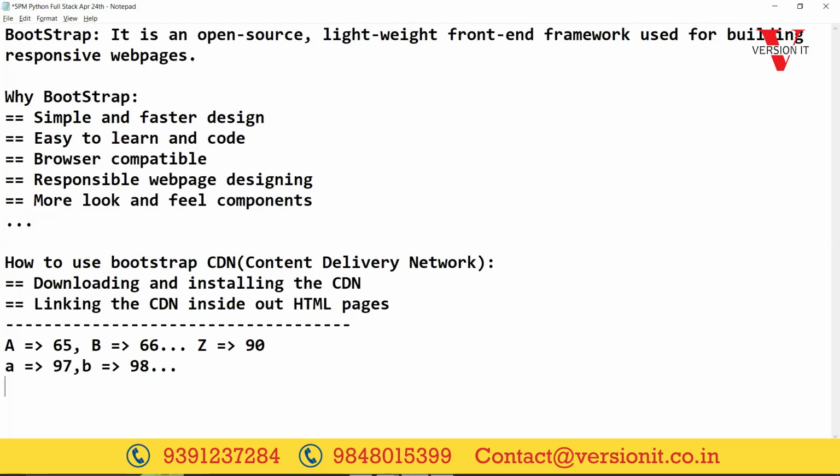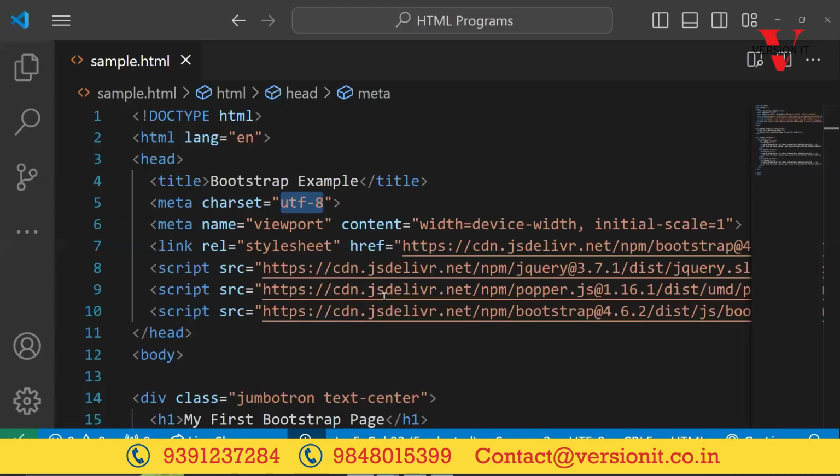ASCII character set. We call them ASCII values. American Standard Code for Information Interchange. Nowadays they are calling it UTF-8. UTF-8 means mostly English characters will be there, Latin symbols will be there, Greek alphabets will be there, and some special symbols like dollar, at the rate, something like that.